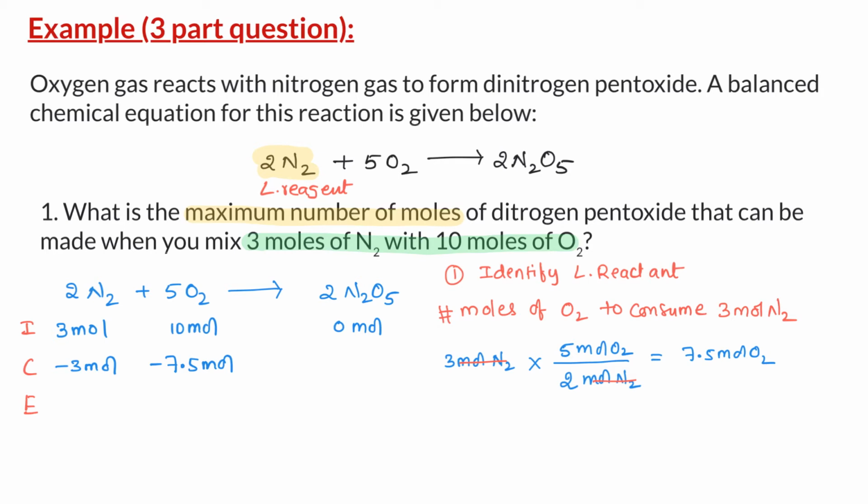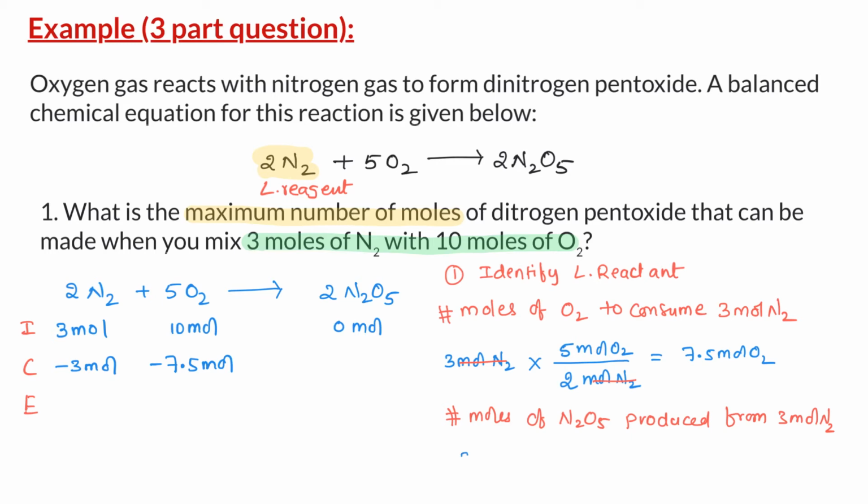Next, let's calculate the change for N2O5. Now we ask a question. If 3 moles of N2 is consumed, how many moles of N2O5 is produced? According to the equation, which is balanced, 2 moles of N2 makes 2 moles of N2O5. We can again use this as conversion factor.